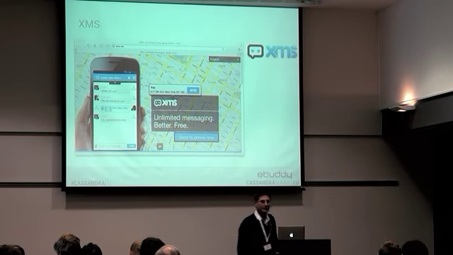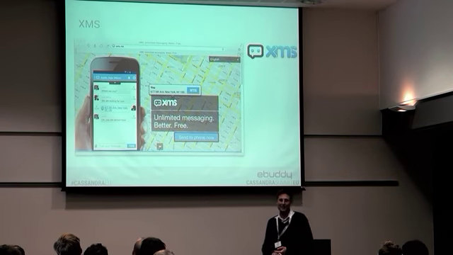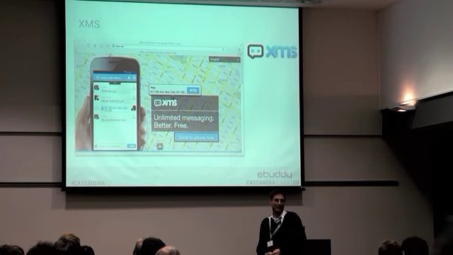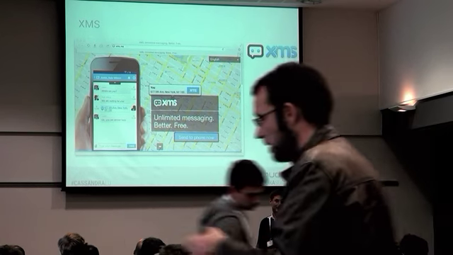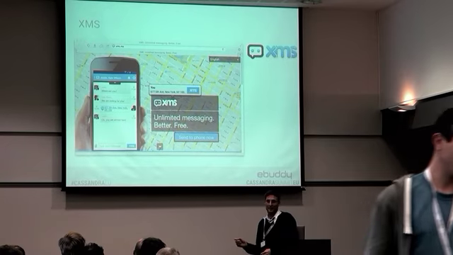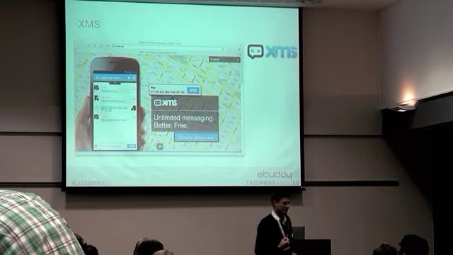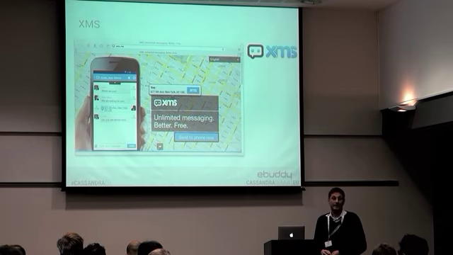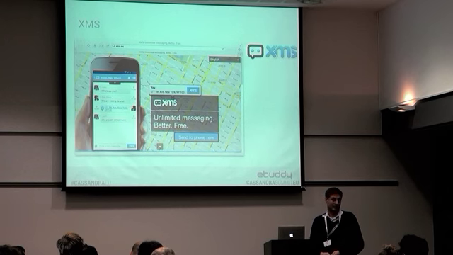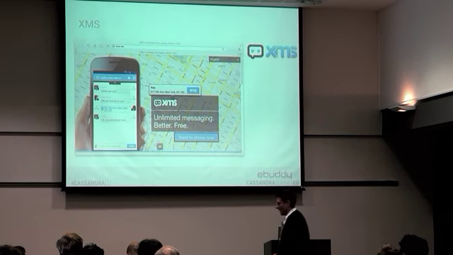eBuddy. Some of you may have heard about eBuddy, I don't know. What we do is messaging, internet messaging. And the company started with a product that allowed you to connect to third-party instant messaging networks like Facebook and Google and Yahoo and MSN using your smartphone and also a web interface.